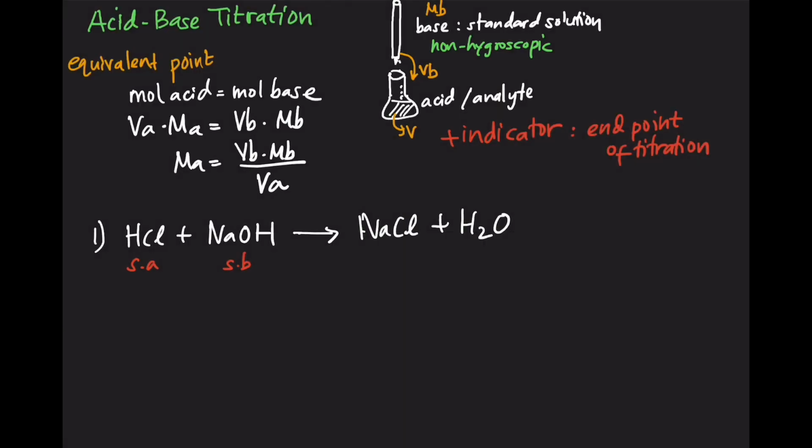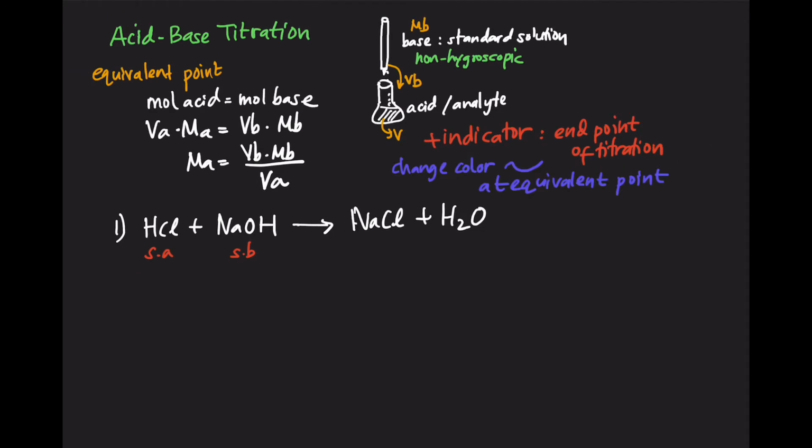A good or correct titration is one where the end point is as close as possible to the equivalent point. Because this is what we would like to measure, and this is what we actually monitor. So the indicator has to change color as close as possible to the equivalent point, and therefore we will get the end point of the titration also as close as possible to the equivalent point.